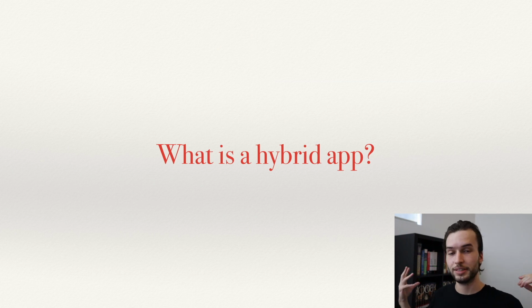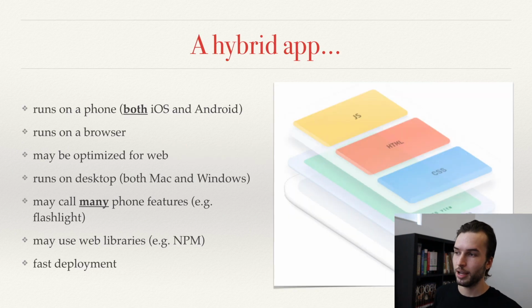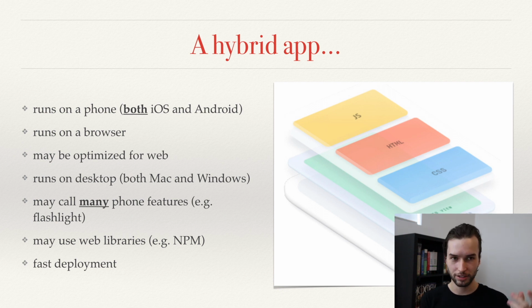And finally, what is a hybrid app? Well, a hybrid app mixes together both of those worlds. It runs on a phone for both iOS and Android. And the reason it can go for both of them is because a hybrid app actually runs on a browser. So it's really a web app which is packaged into a native app. And that's why it can both run on a phone as well as on a browser.